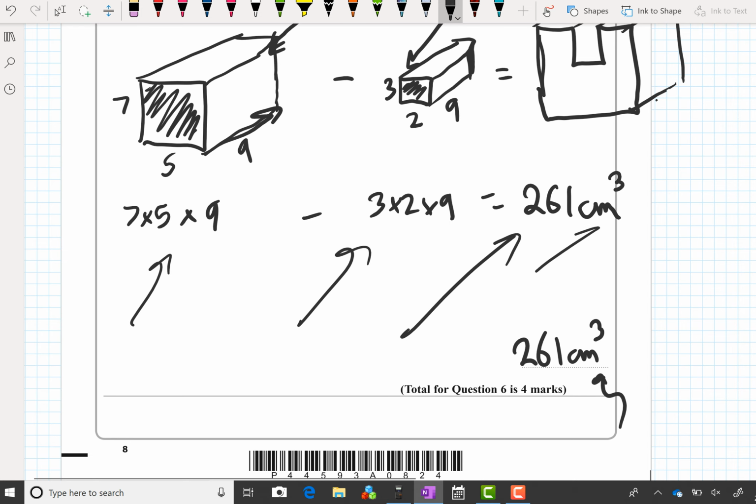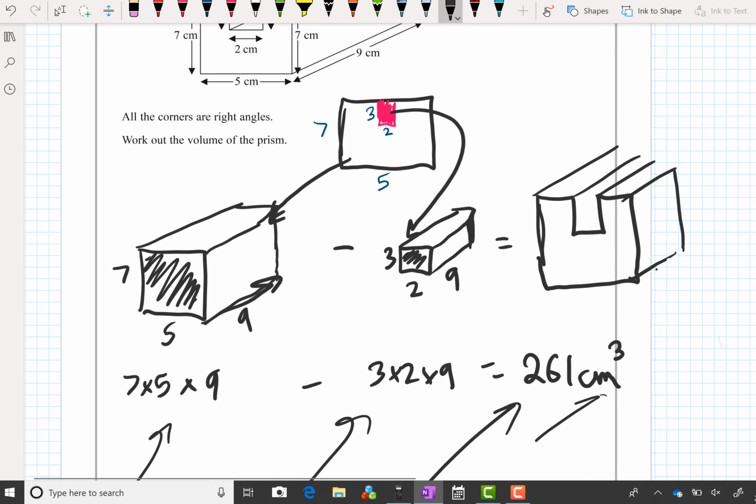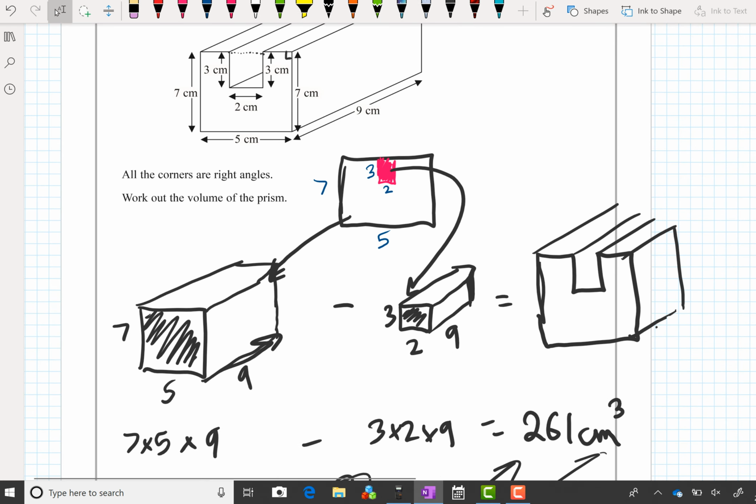Now, you've got a few things you could have done here. You could have initially split the shape into a rectangle like this, worked out that one, this rectangle, worked out that one, this rectangle, worked out that one. So it's 3 separate prisms, and then added them together. You could have split it horizontally. There's probably 1,000 ways you could have done it.